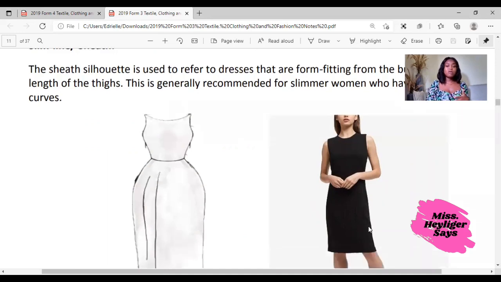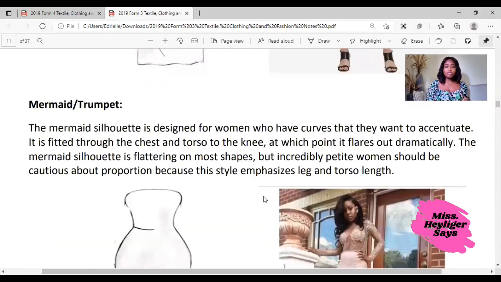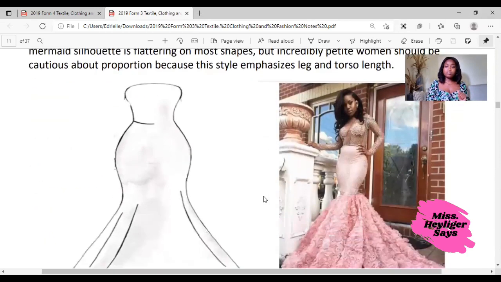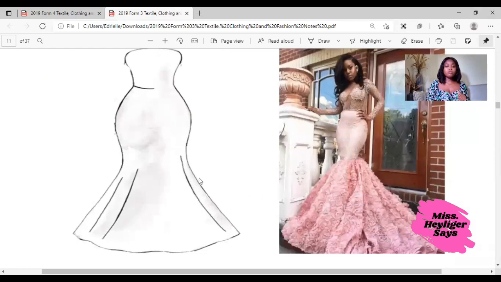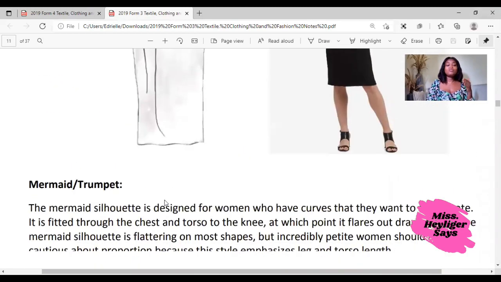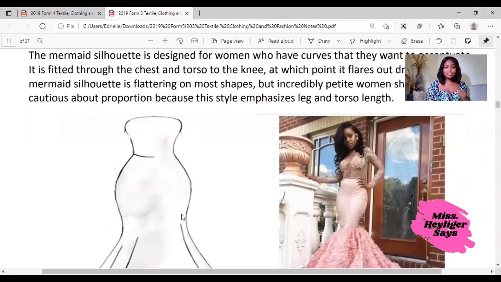Then we have our slimline or sheath silhouette. This one is a bit less hugging to the curves. It's not meant to really show off any shape or anything like that. So it's just really sort of boxy fitting, but it works for people who generally don't want to show off much of their figure. Then we have the mermaid or trumpet, and this one has become popular over the last couple of years. This features a fitted torso, waist, and hips, but by the knees or just above the knees, it starts to flare out. So I guess the shape of it really gives that nickname of the trumpet and the mermaid because it resembles these two things.